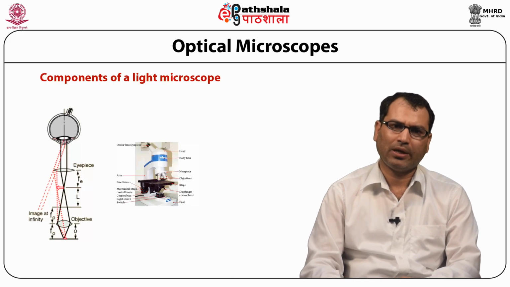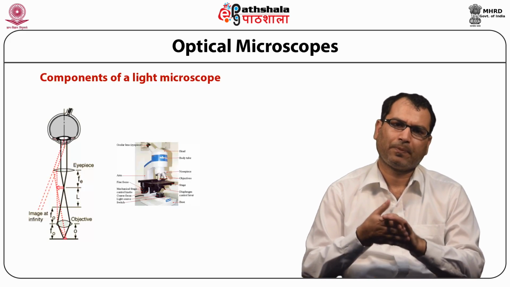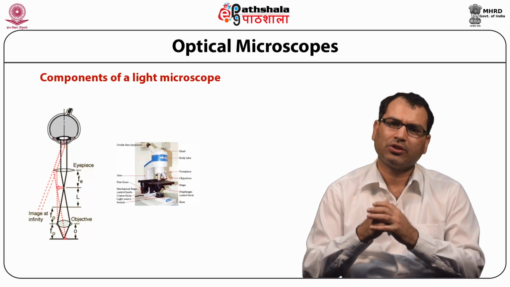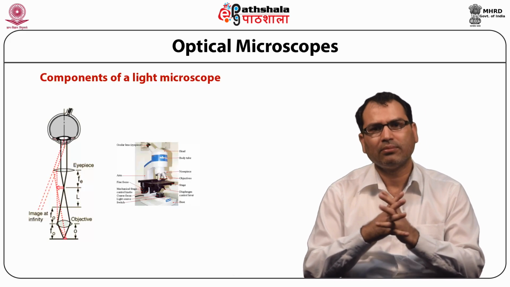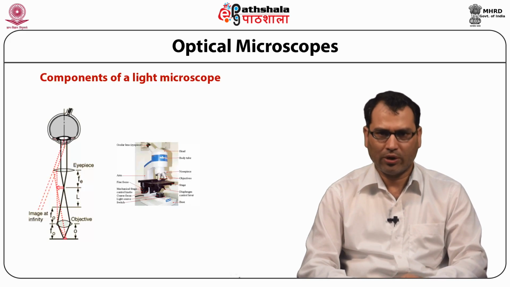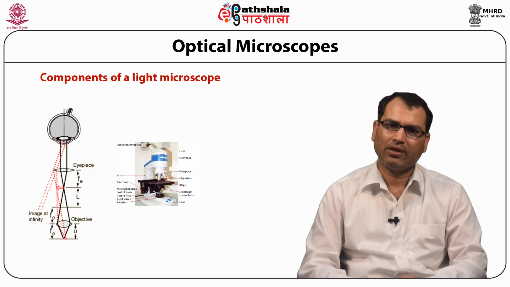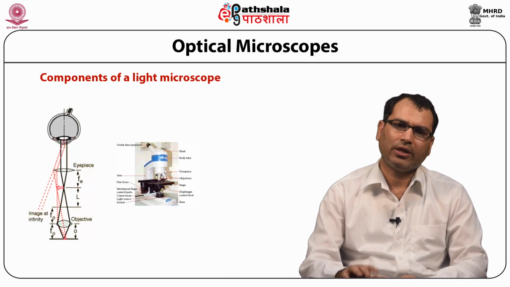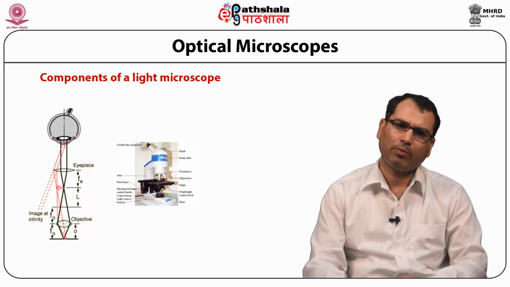Optical microscopes: the components that are used in constructing a light microscope. In most of the microscopes, the structure is more or less the same. The optical components which are used are more or less the same.